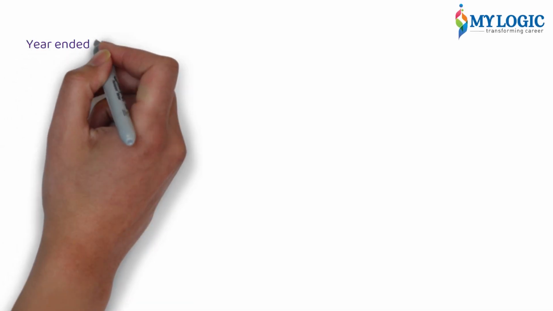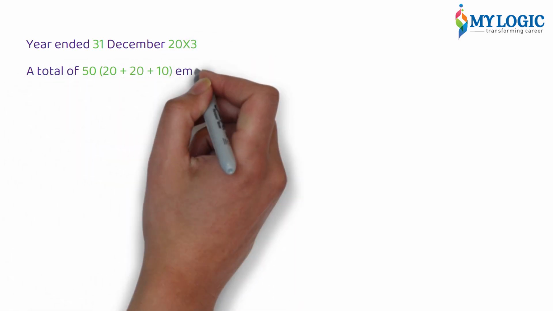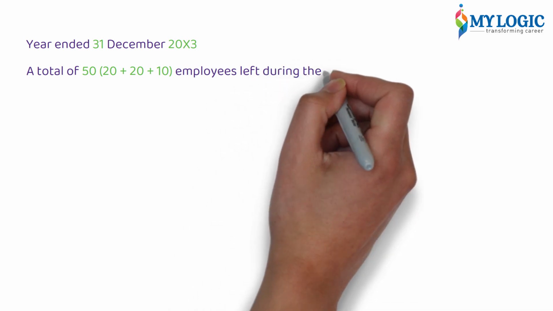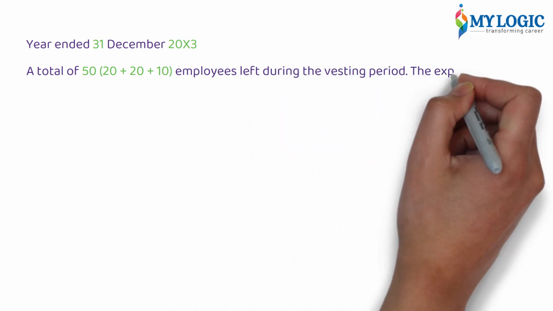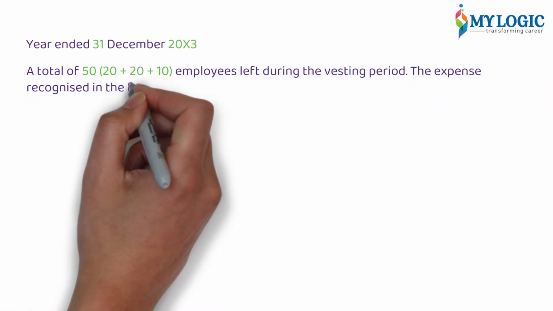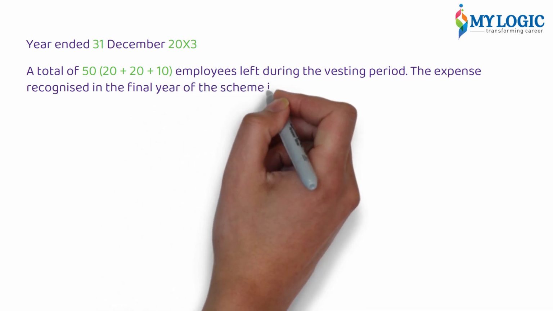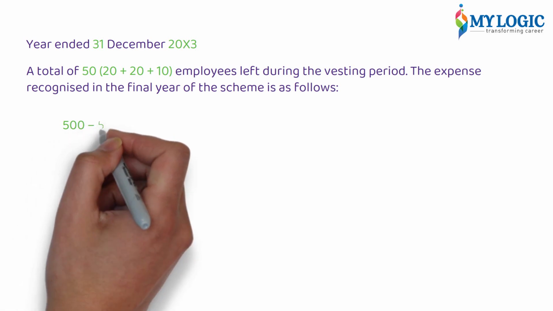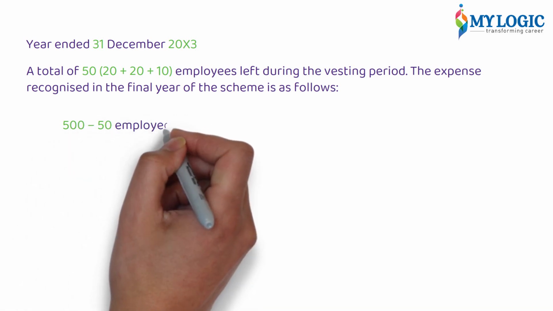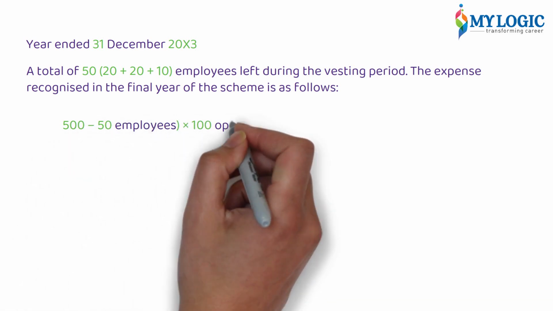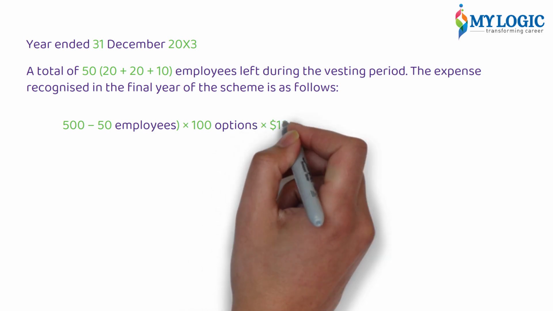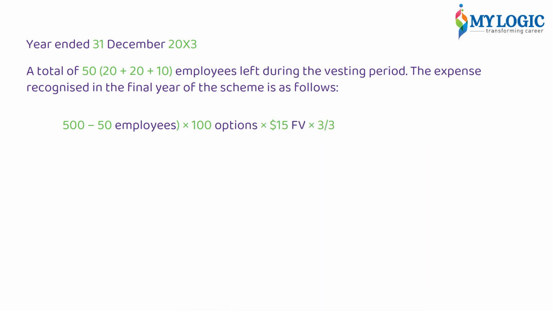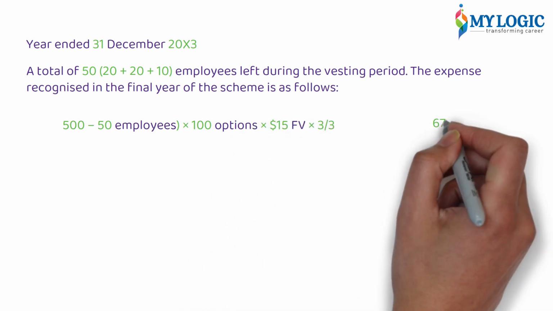Year ended 31st December 2013. A total of 50, 20 plus 20 plus 10 employees left during the vesting period. The expense recognized in the final year of the scheme is as follows. 500 minus 50 employees, multiply by 100 options, multiply by $15 FV, multiply by 3 divided by 3, 675,000.